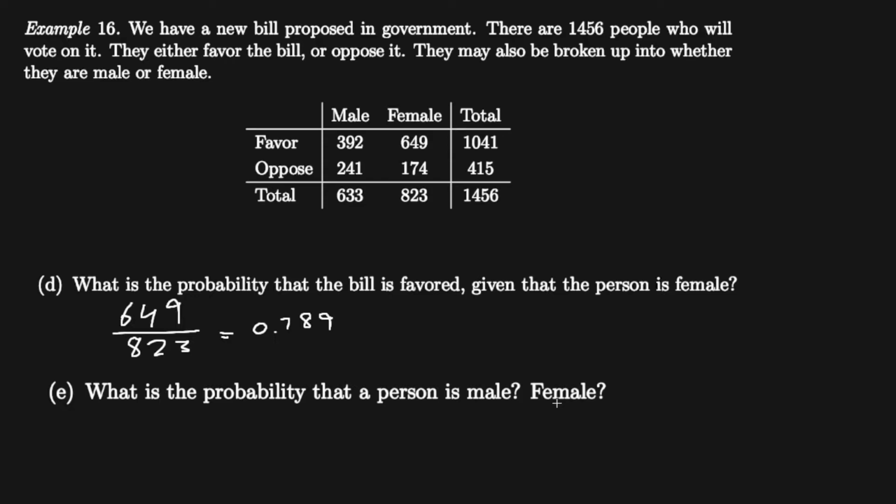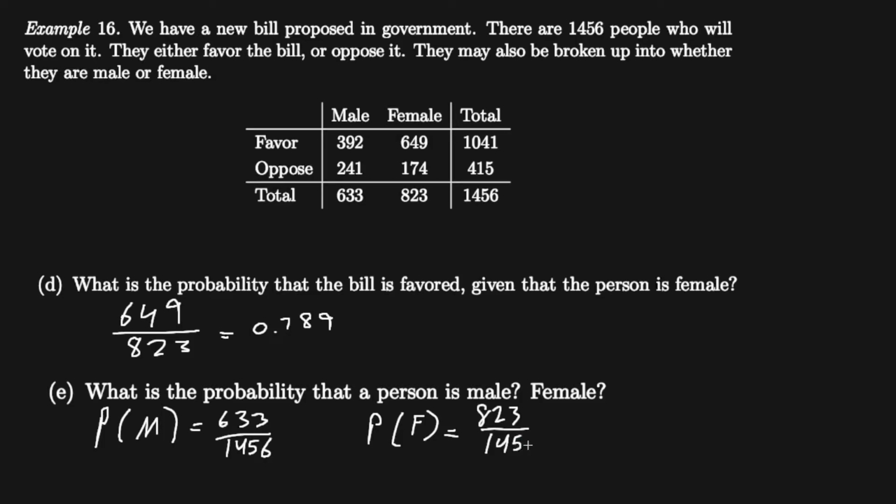Now the next one is asking, what is the probability that a person is male? And the next one is asking if they are female. We can see that the males are a total of 633 out of 1,456. So the probability of male, I'll just put M for male, is equal to 633 over 1456. Now the probability of female is the same thing right here, 823 out of 1,456.